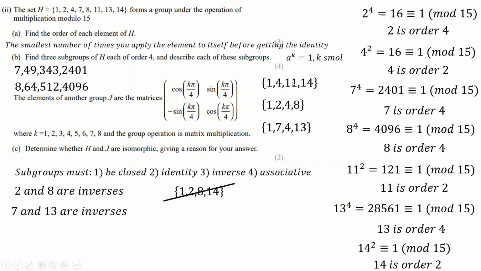4 times 11 is 44, which is 14 mod 15. 4 times 14 is something that I'm sure is 11, because I have checked mod 15, and 11 times 14 likewise gives you 4 mod 15. I think that's the hardest one to spot.